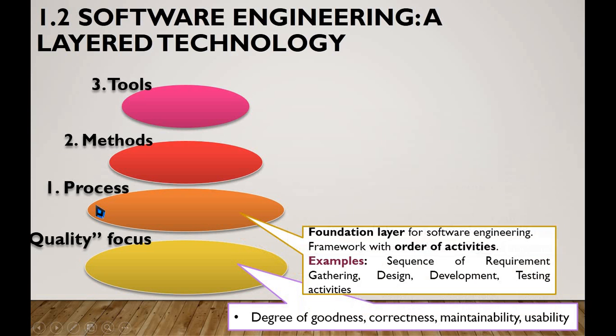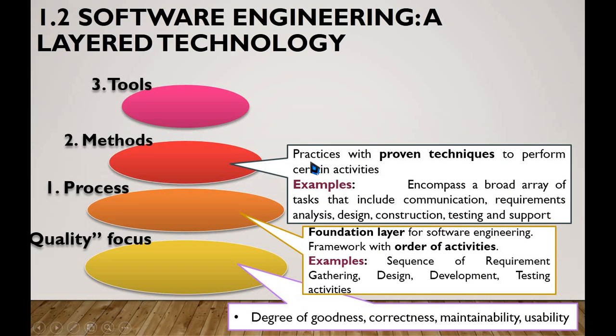Next is method. Method means practices with proven techniques to perform certain activities. Examples are that it encompasses a broad array of tasks that include communication, requirements analysis, design, construction, testing and support. So these things, communication, requirement analysis, design and construction, are the parts of the method layer.